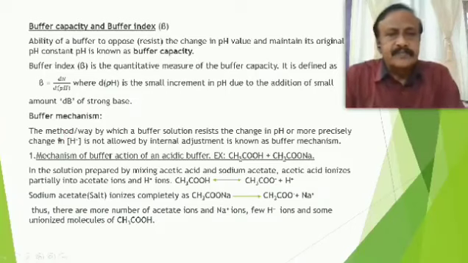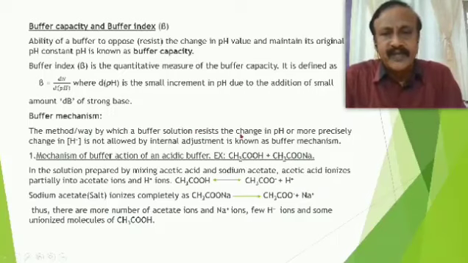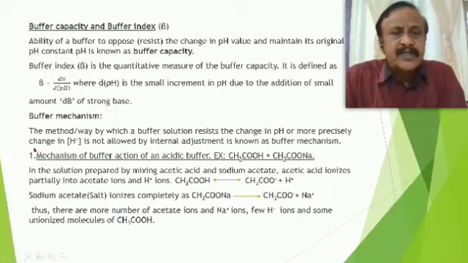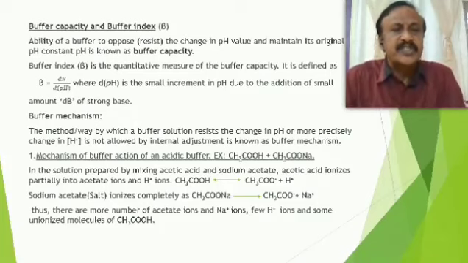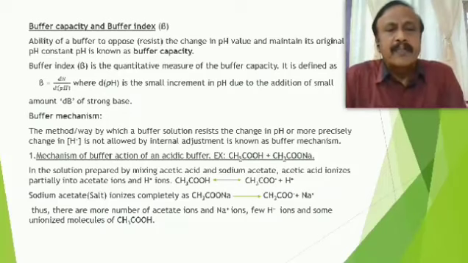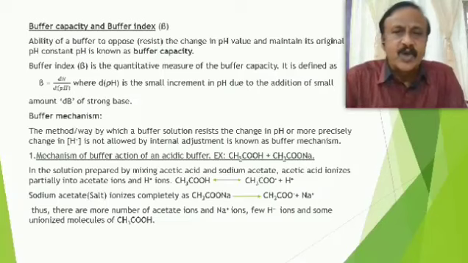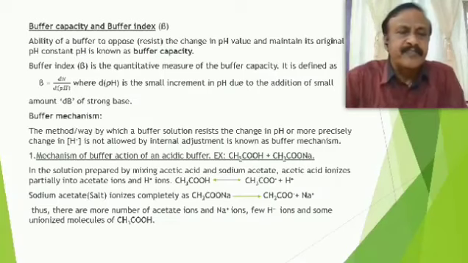Now the method or the way by which a buffer solution opposes the change in pH value, or more precisely change in H plus concentration, by internal adjustment, is known as buffer mechanism. Explain buffer mechanism will be the question for 3 to 4 marks. Now let us discuss how a buffer solution internally undergoes adjustment in such a way that there is no change in H plus concentration, or pH does not alter, when we add a strong acid or a base into it.